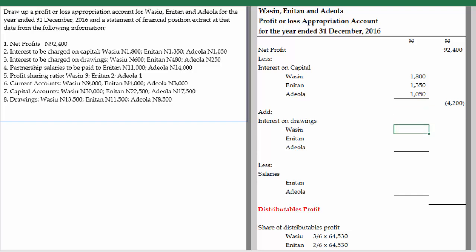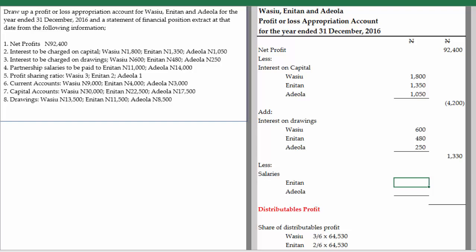partners. The next is interest on drawings. This is to discourage drawings of cash from the firm. To Wasil, we charged 600. Eniton, we charged 480. And we charged Adiola 250. The total is 1,330. This is an additional income to the partnership because we are charging interest on what each partner has withdrawn. Therefore, it will be added to the profit. However, it will be deducted by means of a debit to the current account of the partners.